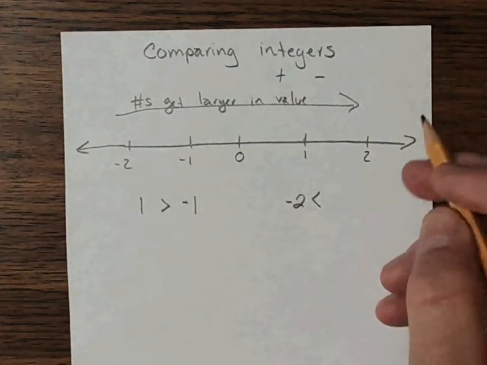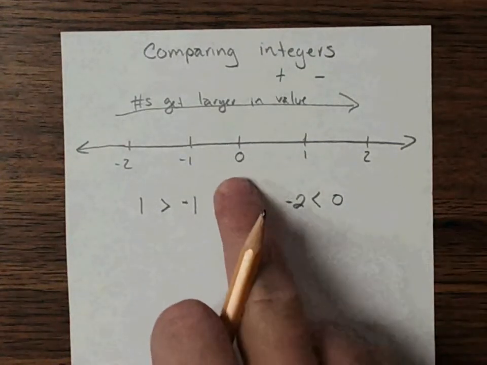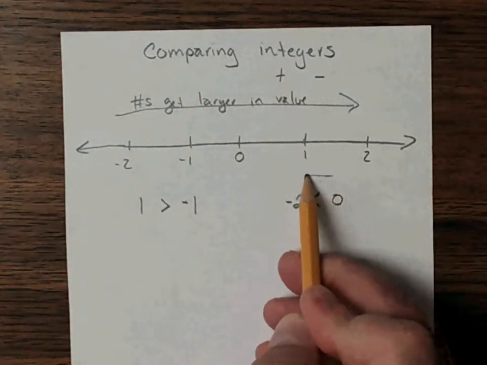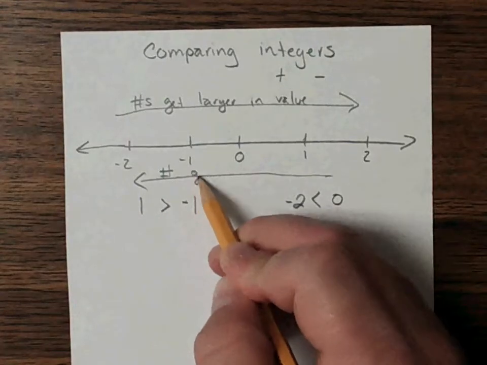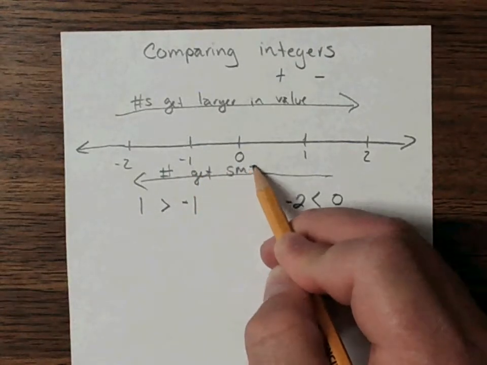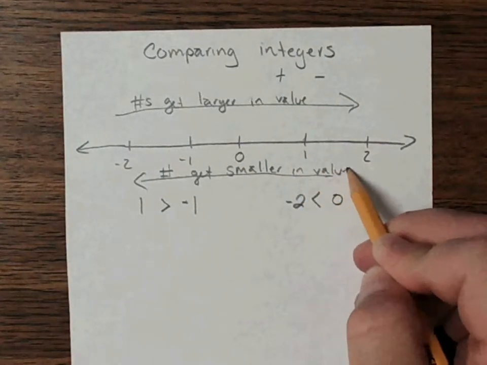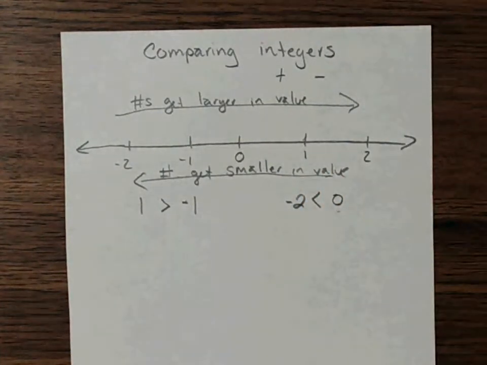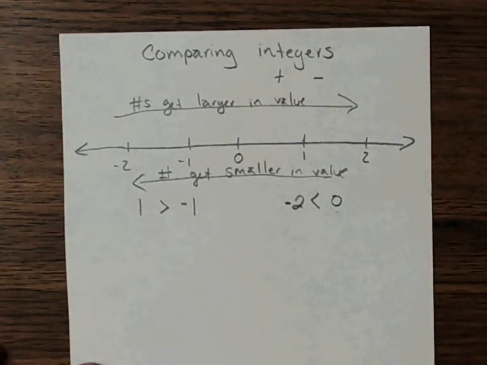-2 is less than 0. -2 is less than 0 because numbers get smaller in value the further to the left we go. Again, I'd rather have no money in my pocket than owe somebody money, whether it's $2 or $20. When we have that negative, it means we don't actually have that value. So whole numbers are pretty easy to compare.